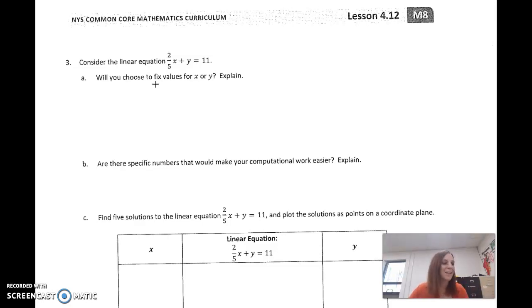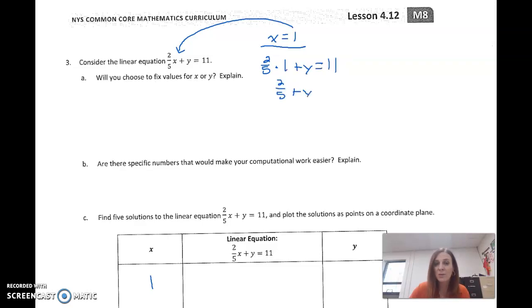Okay, so let's say it says, would you choose to fix values for x or y? Explain. Well, I'm just going to give you an example here. Let's say I decided I wanted to pick a value for x. In this case, I put x as 1. I'm going to take this 1 and input it in here for x. And so I'm going to say 2/5 times 1 plus y equals 11. Well, that's just 2/5 plus y equals 11.